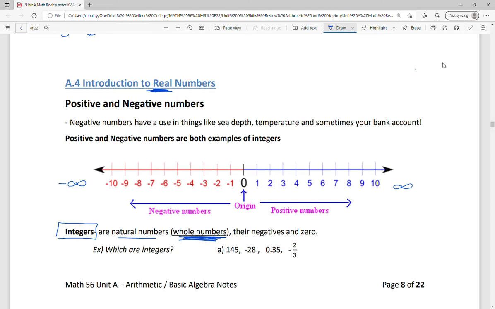So which one of these are integers? Well, 145 is an integer, negative 28 is an integer, 0.35 is a real number, but it is not an integer because it's not a whole number, right? Just in this trivia or lingo of math. And then the last one here, negative 2/3, it's a fraction. It's a real number, but it is not an integer. Integers, what we're talking about, are whole numbers.